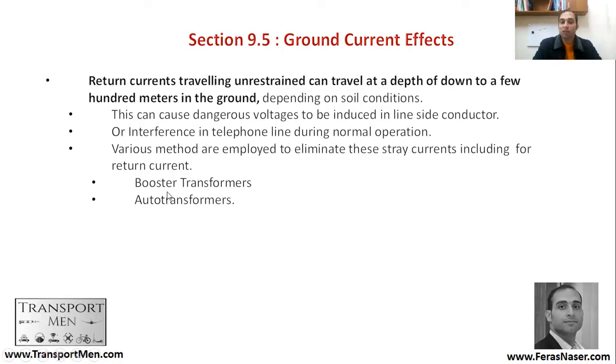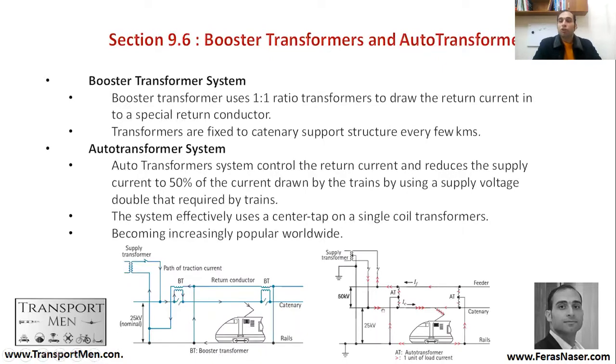So there are various methods that are deployed to avoid this ground current effect. One of them is the booster transformer, and the second one is the auto transformer. So booster transformers and auto transformers. Booster transformers are different than auto transformers, and let us have a look at the picture.